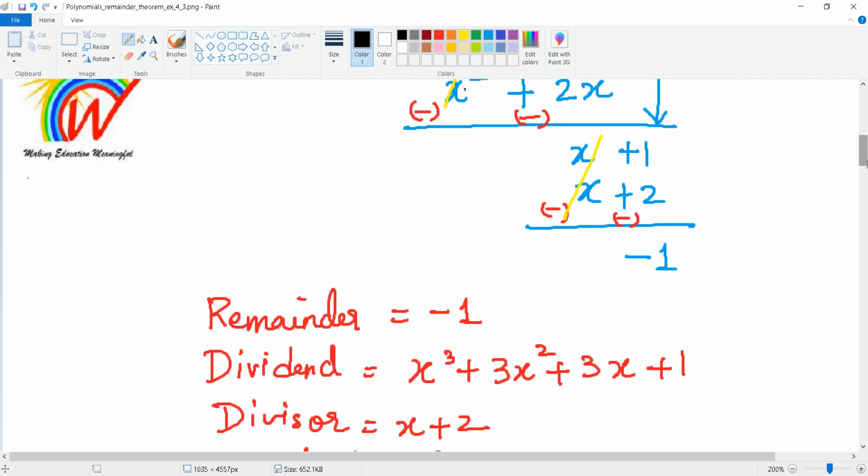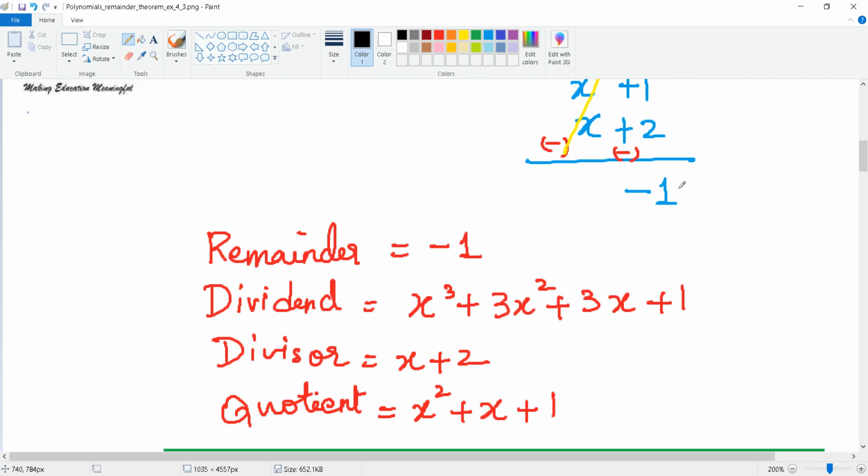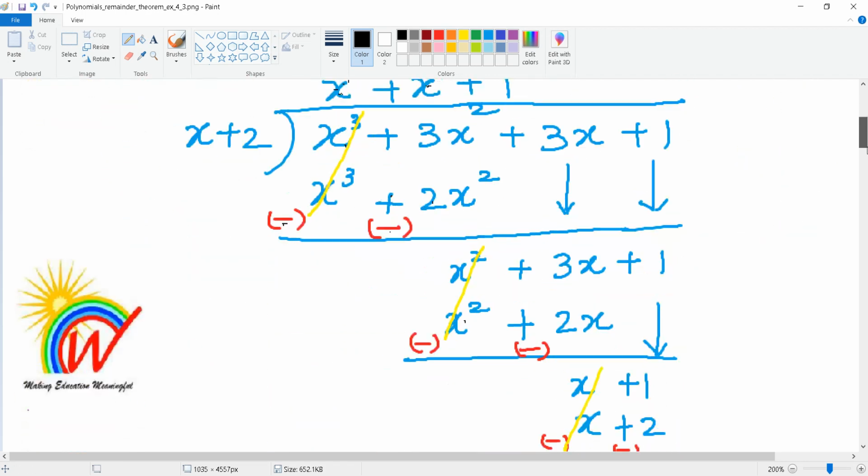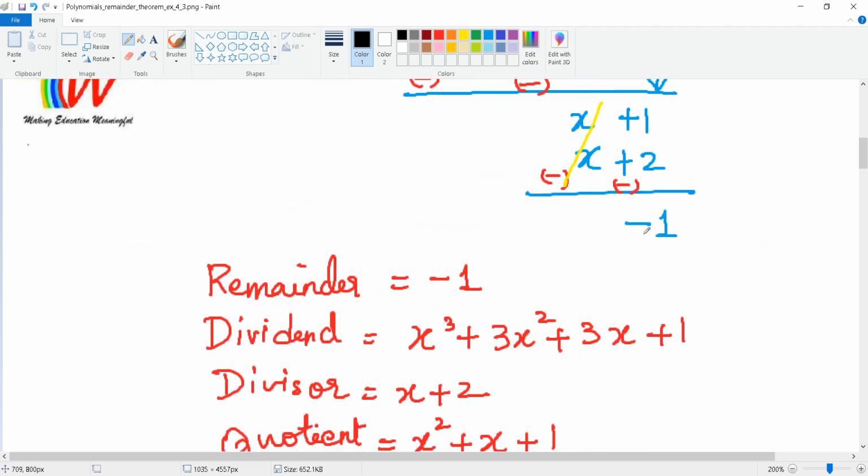Alright, so now here the minus 1 turns out to be the remainder, because you see over here you have an x and you can't multiply any x with any number so that I can get a 1, right? So what do I do? I just keep it as negative 1 itself. So that's my remainder, and the dividend is the one which you are dividing. So this is the dividend, okay?